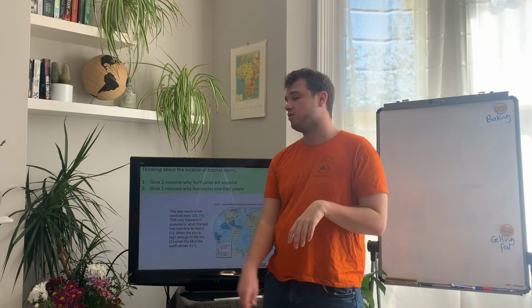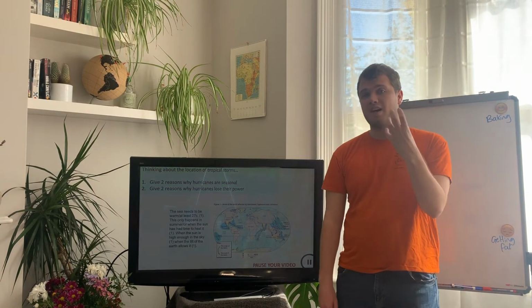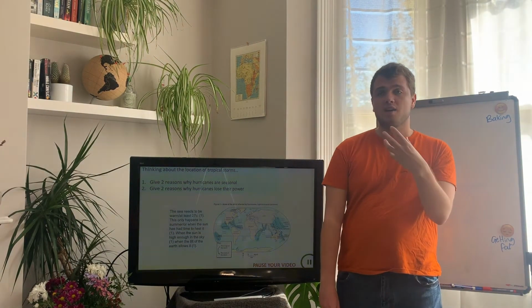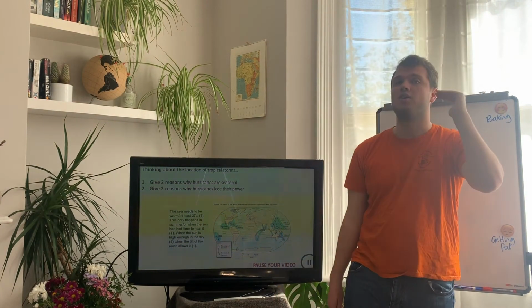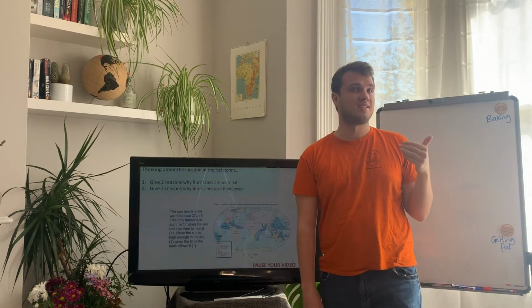And then this brings us on to the second reason, because the Earth has to be tilted in the correct way for the sun to be at a certain height. When the sun is at a certain height, this is when our seas will be heated. So this is why they are seasonal.